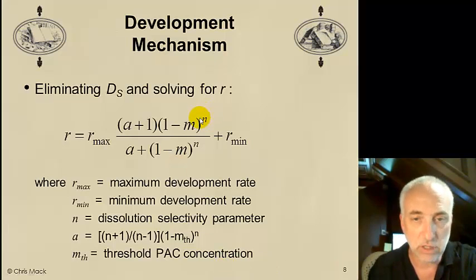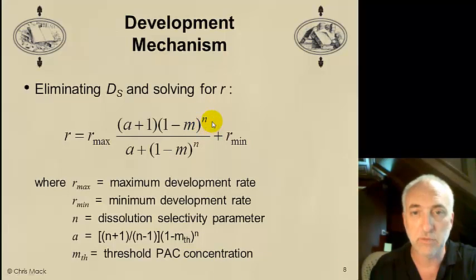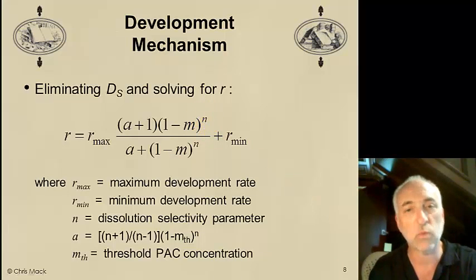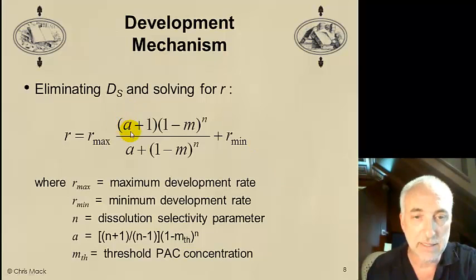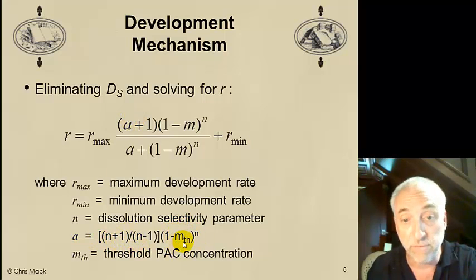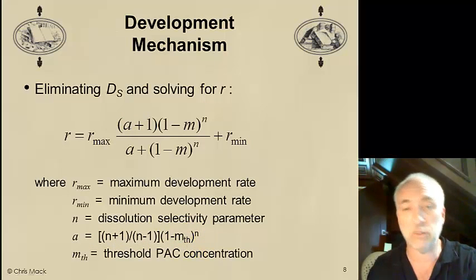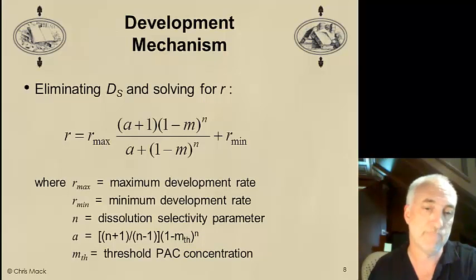Then we have our dissolution selectivity parameter N, which is the number of deprotection events that work together to cause one resin molecule to go into solution. And A is a simplifying constant. The simplifying constant A is a function of N, but also a function of our 4th parameter, M threshold. This is the threshold inhibitor concentration.